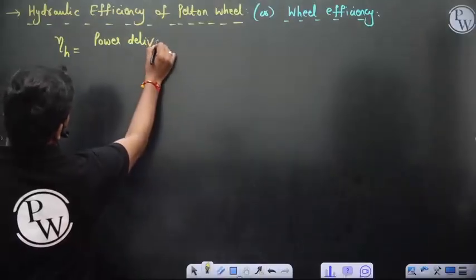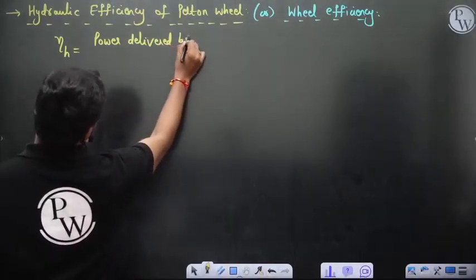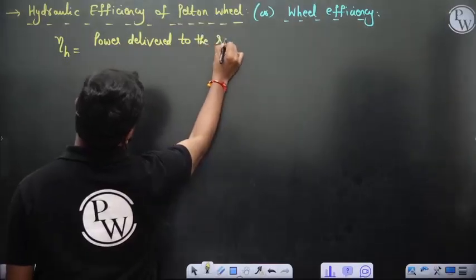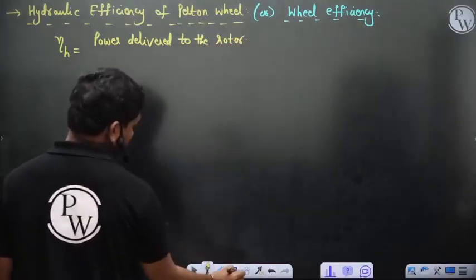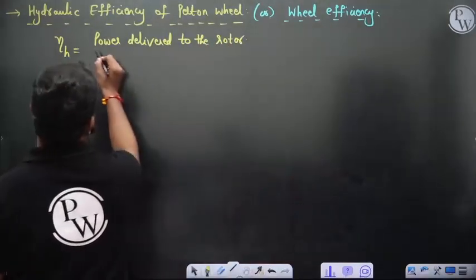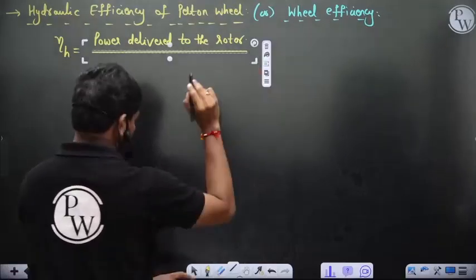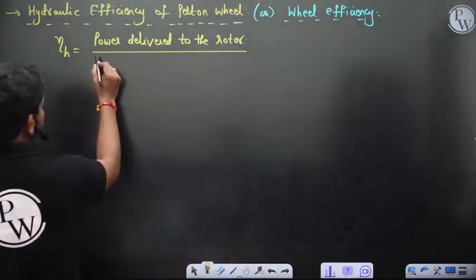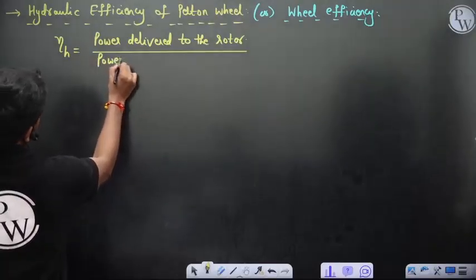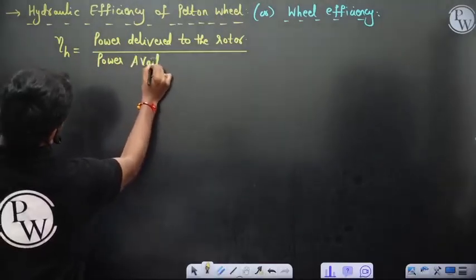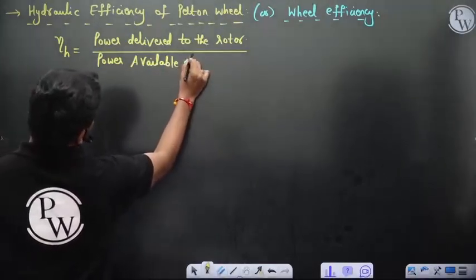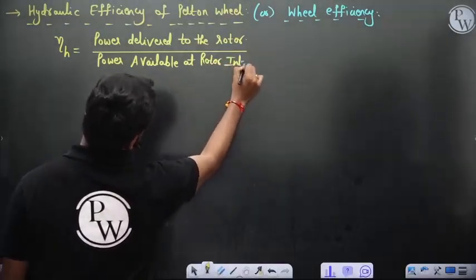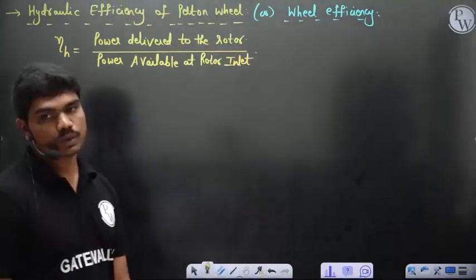So power delivered to the water, divided by the energy available at the water inlet, or power available, because we are dealing in terms of power. So power available at the rotor inlet. Okay, so at rotor inlet, this is what you have.